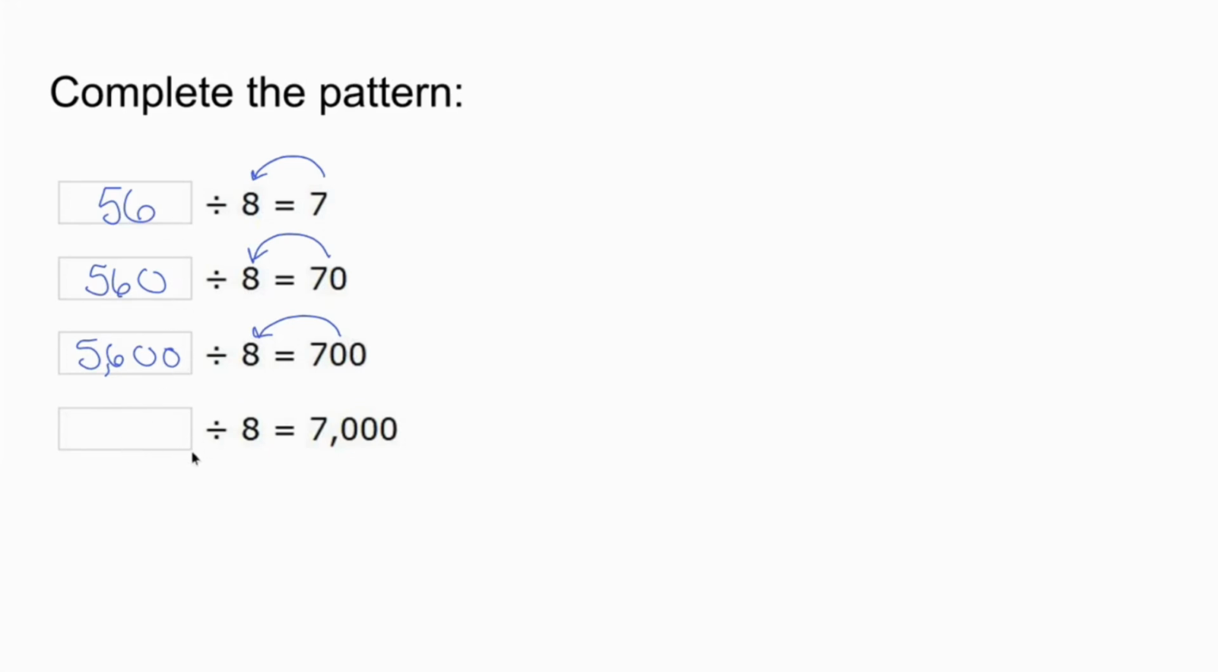So what divided by 8 is 7,000? Well, 56 with 1, 2, 3 zeros divided by 8 is going to be 7,000. And that's how you complete the pattern.